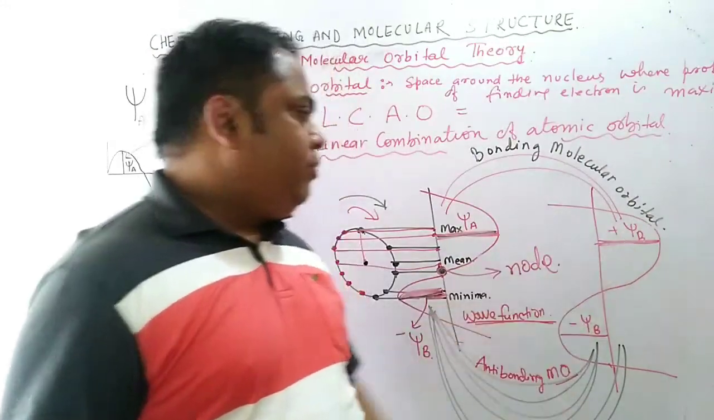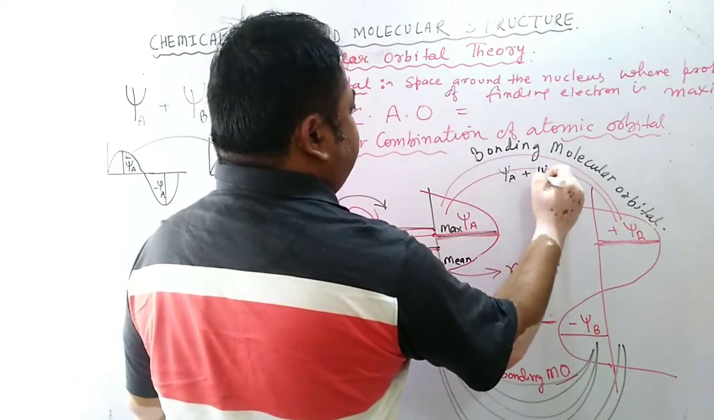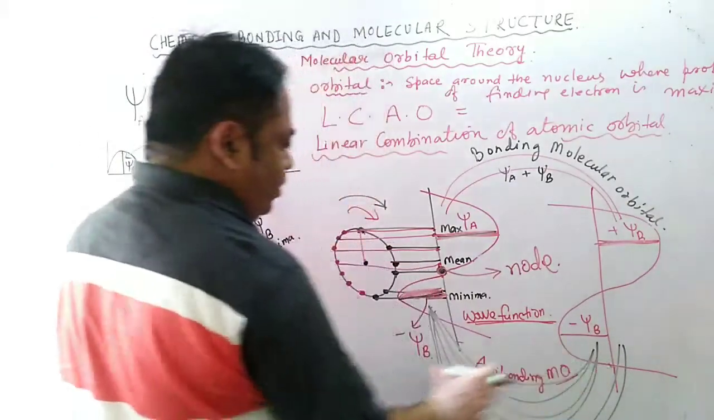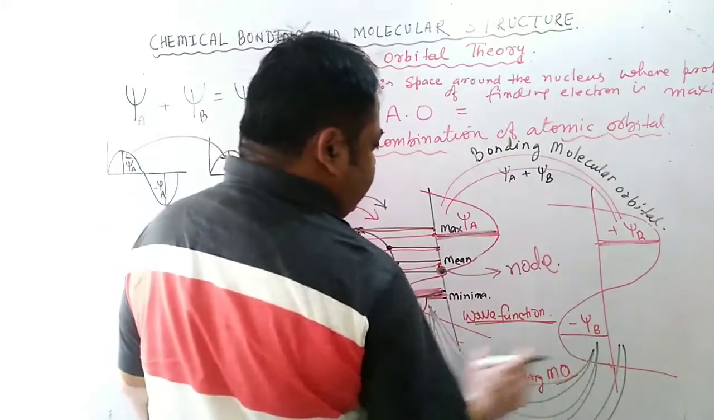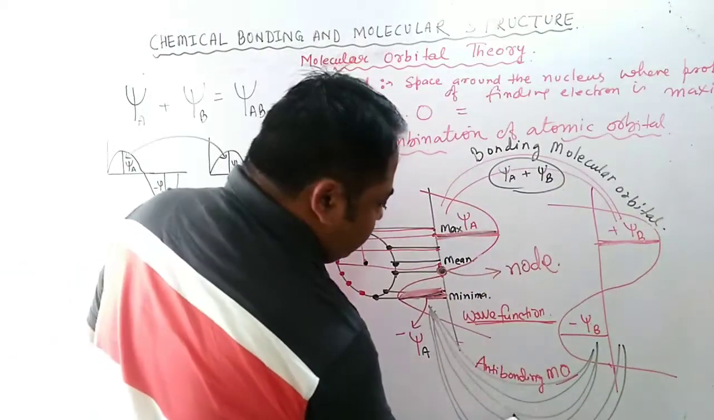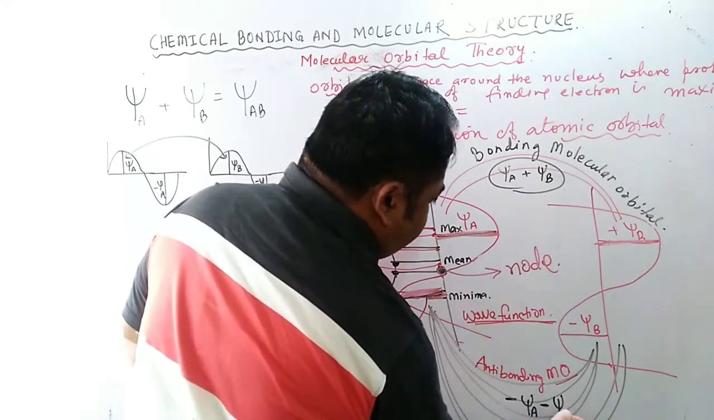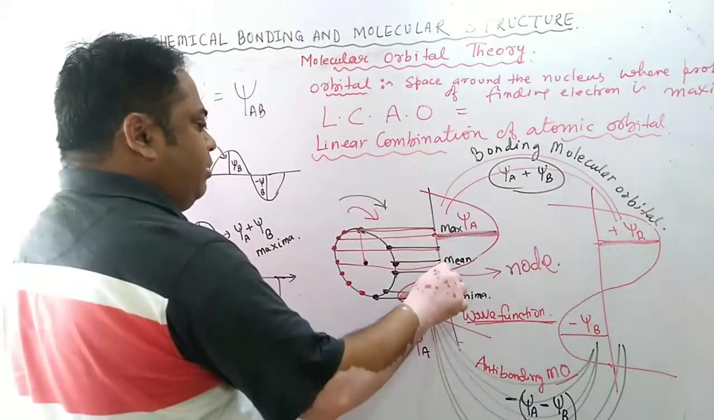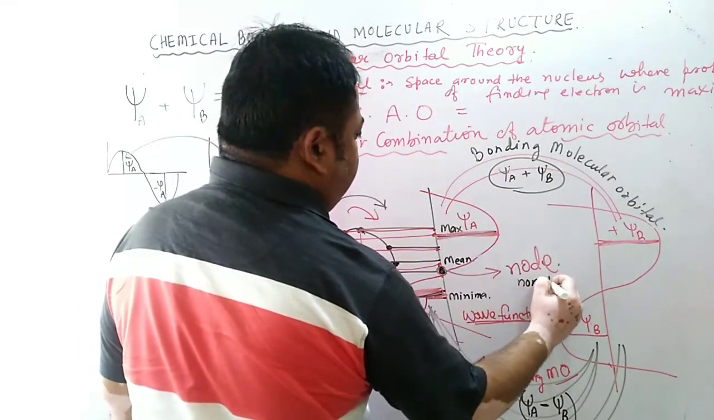When they combine, they form bonding molecular orbital, that means psi A plus psi B. And when the anti-bonding molecular orbitals are formed, at that time minus psi A and minus psi B combine. So this is bonding molecular orbital, and this will be anti-bonding orbital. And what about the mean position? At the mean position it will be a non-bonding node, non-bonding.